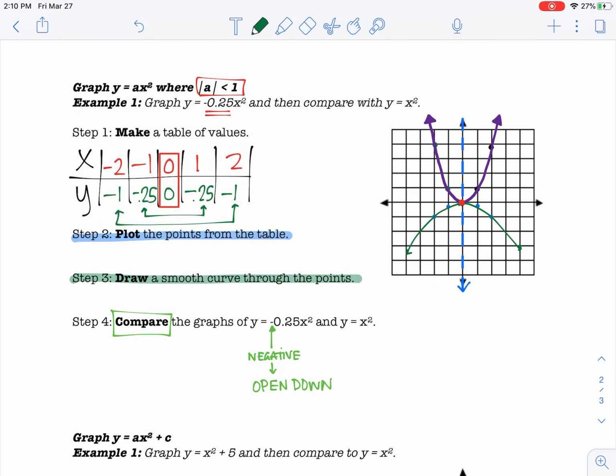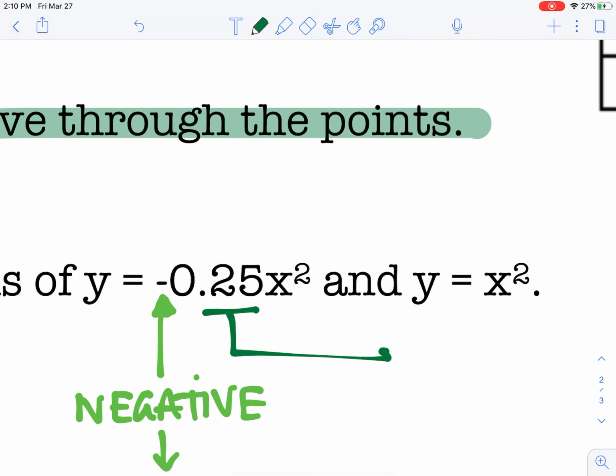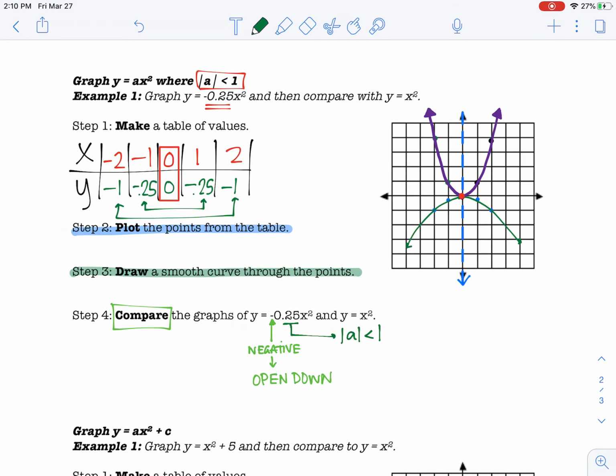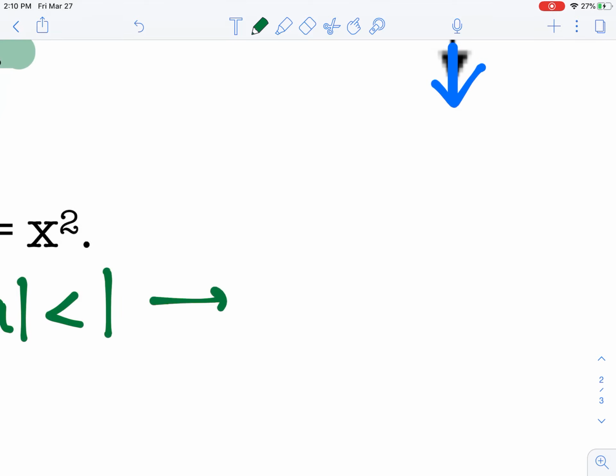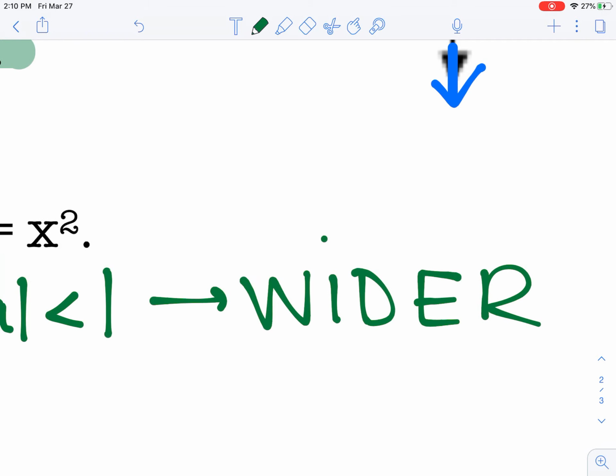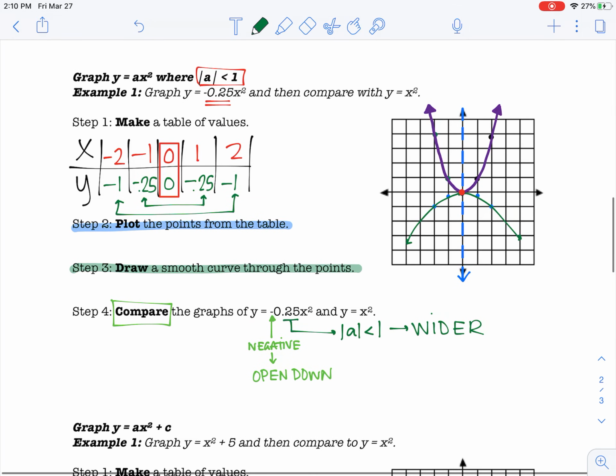The other thing we want to point out is what the 0.25 did. So when we make this leading coefficient less than 1, the absolute value of it, you're going to notice that it makes the graph wider. So we have a way to make it narrow. We have a way to make it wide. It won't do both. It'll be one or the other if it does that. We have a way to flip it over our x-axis or have it open down.